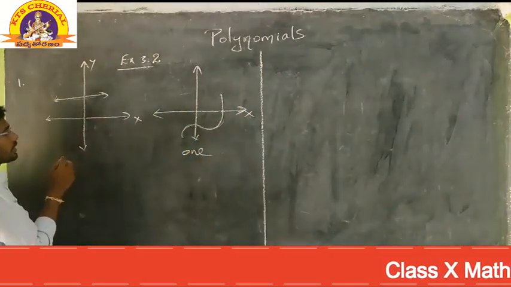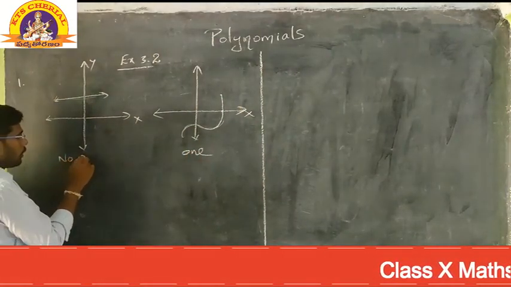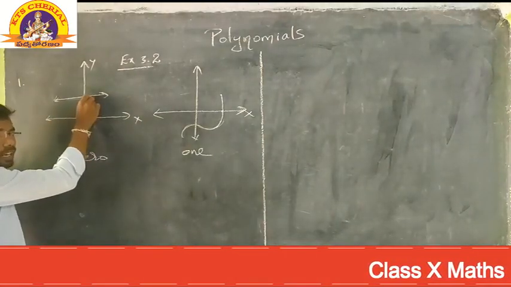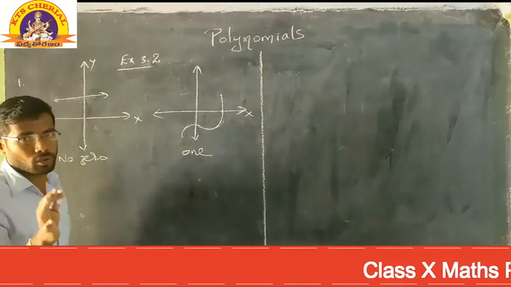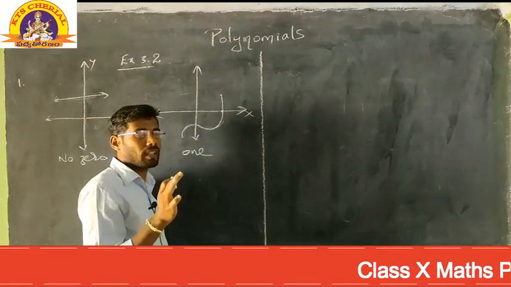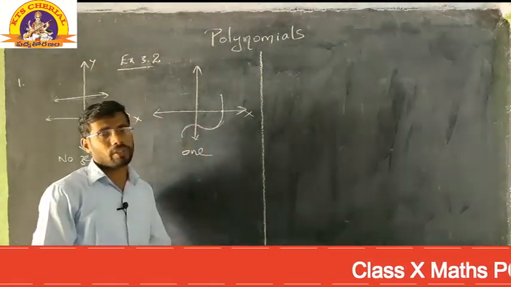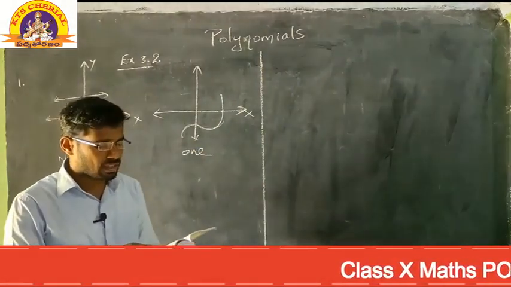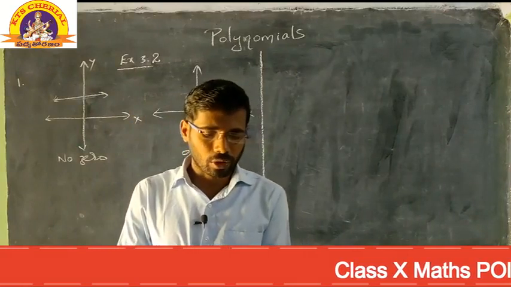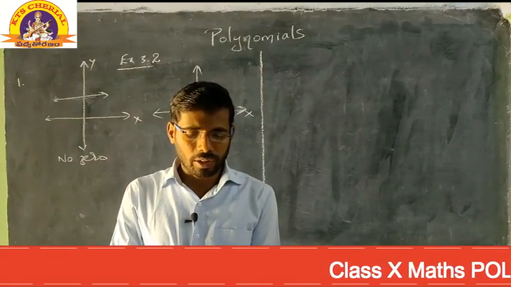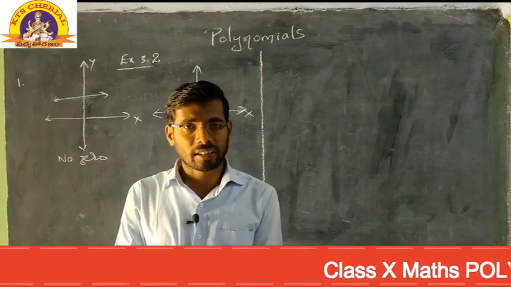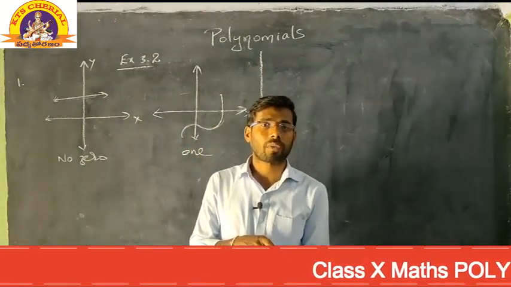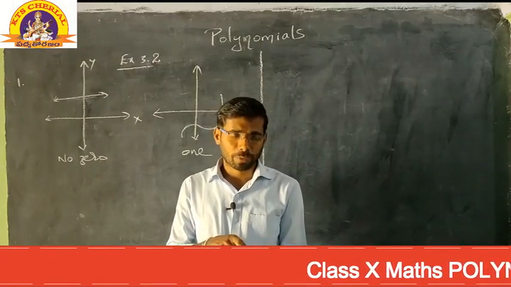Here the graph does not touch the x-axis, so what will you write? No zeros. For this first one, the graph does not touch the x-axis, so it has no zeros. Here the given graph touches the x-axis at only one point, so we will write it as 1 zero. In the same way, in your textbook, the third one, the given graph touches the x-axis at 3 points. For the third one, it has 3 zeros, because the given graph touches the x-axis at 3 points.